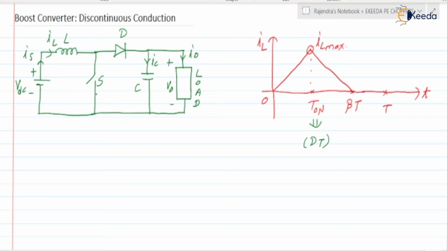When the switch is in the on state, the inductor goes on storing the energy, right? So that's why IL goes on increasing. The inductor current goes on increasing from 0 to T on, and T on is nothing but dT we are having.